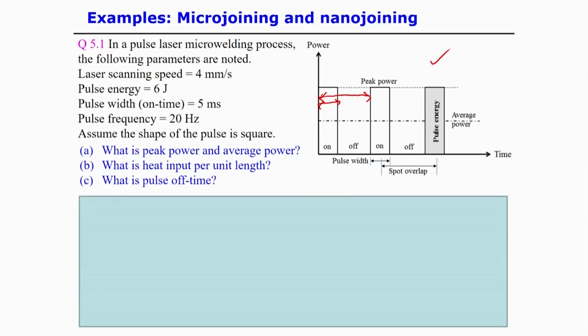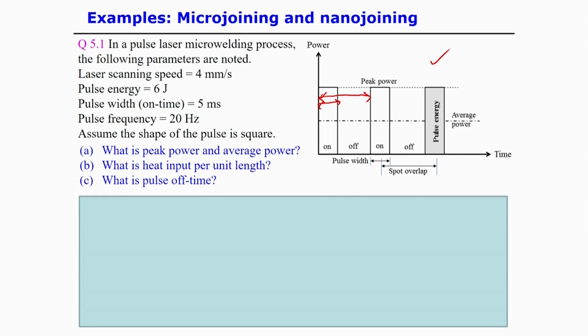The area covered by this rectangular pulse shape represents the pulse energy. Since the x axis represents time and the y axis represents power, the multiplication of power and duration represents the area, and that area represents the pulse energy. Looking into this, we will try to solve this problem. The first thing is: what is the peak power and average power in this case?